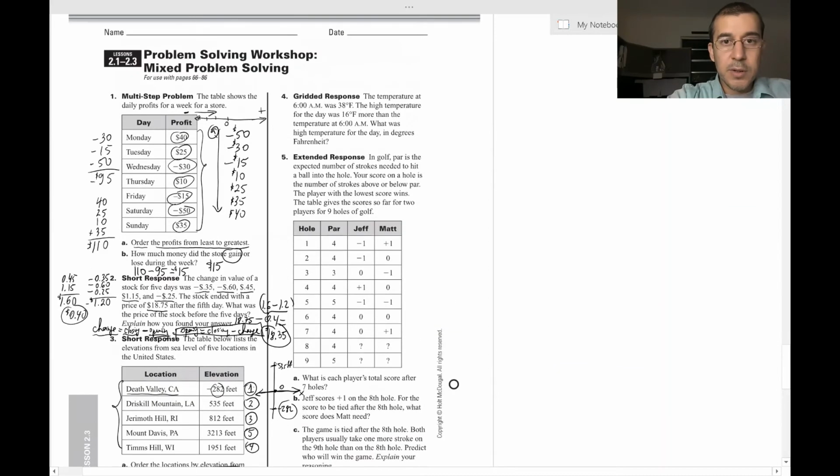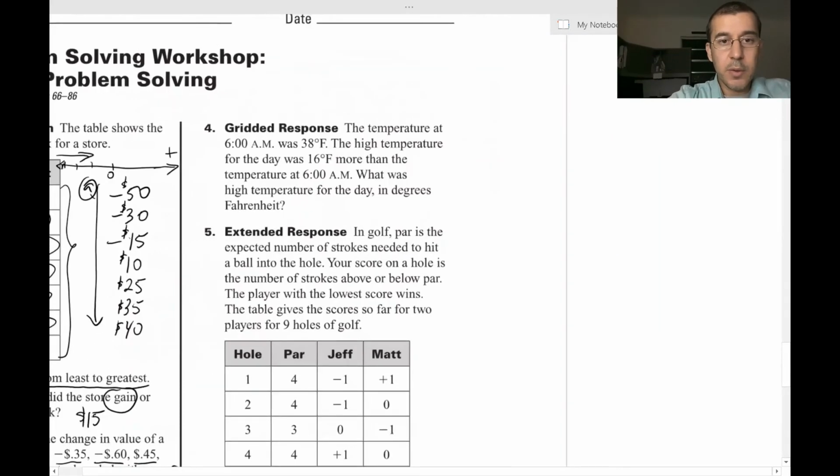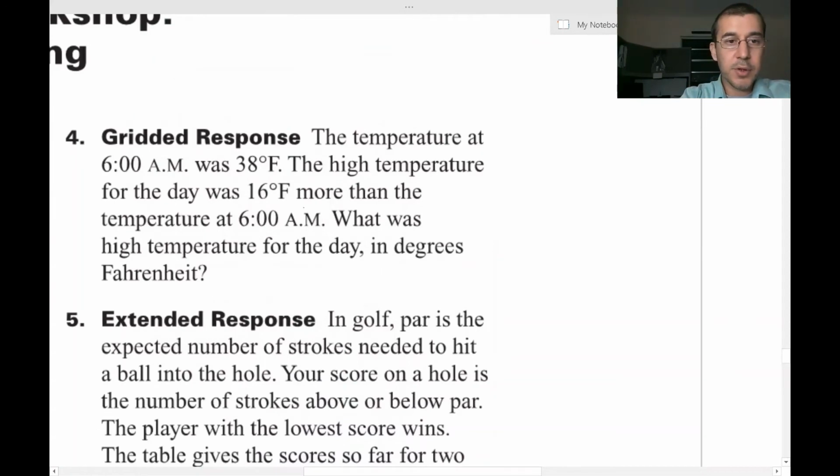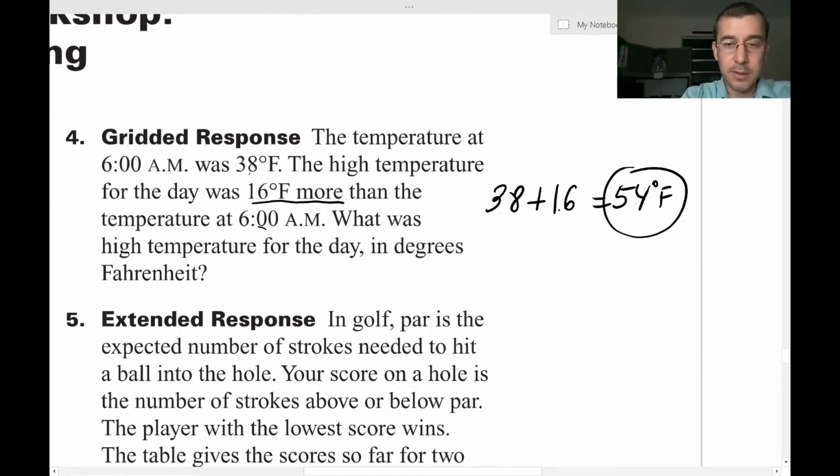Number 4, the temperature at 6 a.m. was 38 Fahrenheit. The high temperature for the day was 16 Fahrenheit more than the temperature at 6. So what was the high temperature of the day? So that is just basically 38 plus 16, or that is 54. 54 Fahrenheit is the highest, because the highest was 16 Fahrenheit more than the temperature at 6 a.m., which was 38 Fahrenheit. Number 5, extended response.